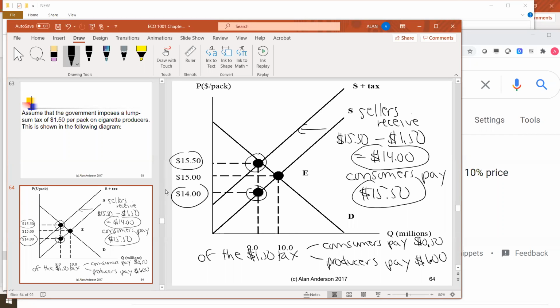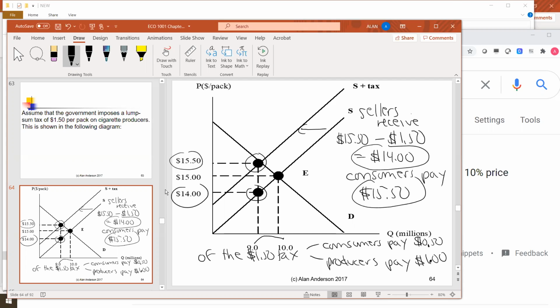So interestingly enough, you might think that if there's a $1.50 tax, it's going to come out of the pockets of the producers. And most of it did. But a full third of it was paid by the consumer. Now, why? Because the demand for this product is relatively inelastic. And you see that the consumption fell from 10 to 9 million packs. There's still 9 million people out there who are willing to pay $15.50 for a pack of cigarettes. And so therefore, at least some of the tax was paid for by the consumer. Not all of it was paid for by the producer.